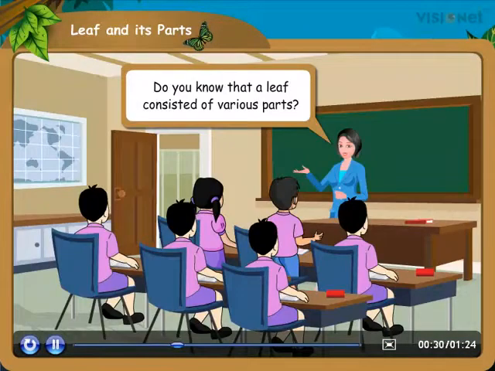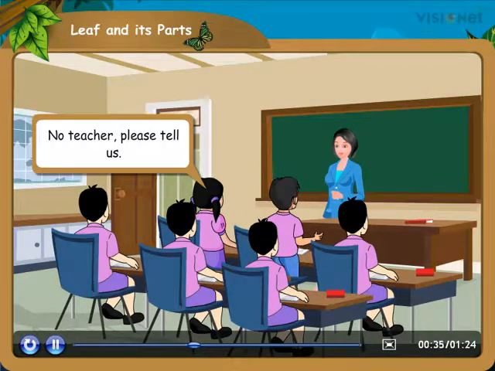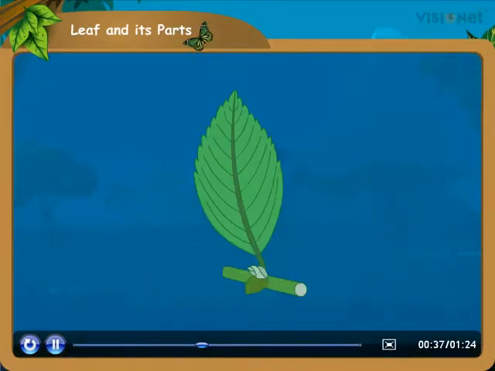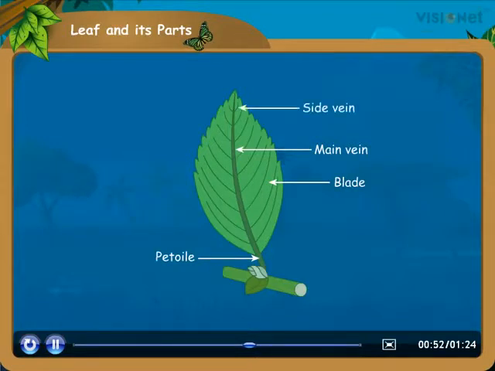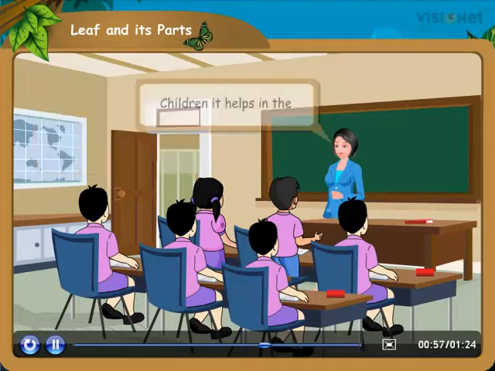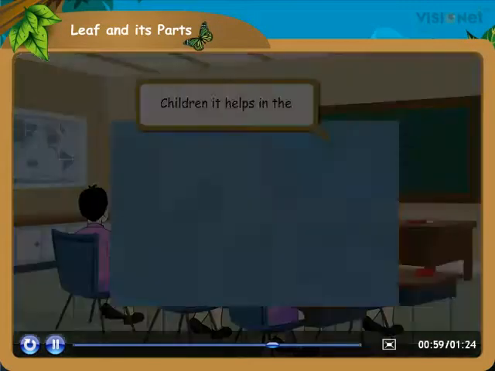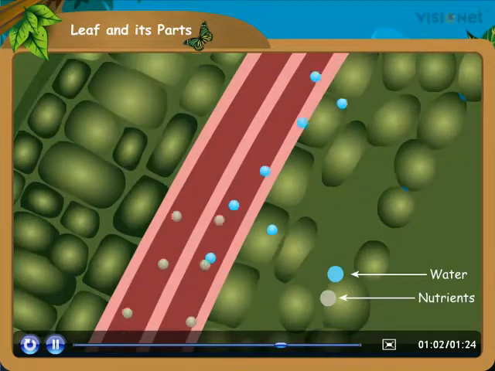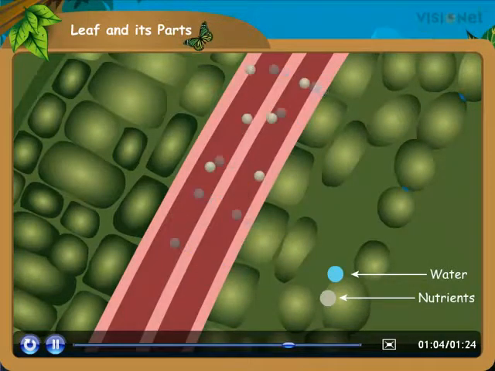Do you know that a leaf consists of various parts? No, teacher. Please tell us. The flat part of the leaf is called the leaf blade, and the part linking the leaf to the stem is called the petiole. The leaf has one main vein and many side veins. What is the function of the veins? Children, it helps in the transportation of nutrients from the leaf, and water and minerals to the leaf.